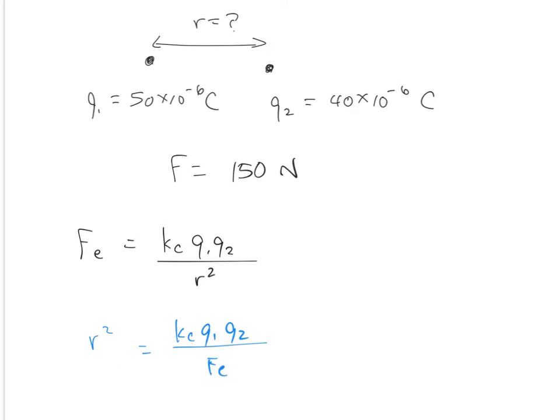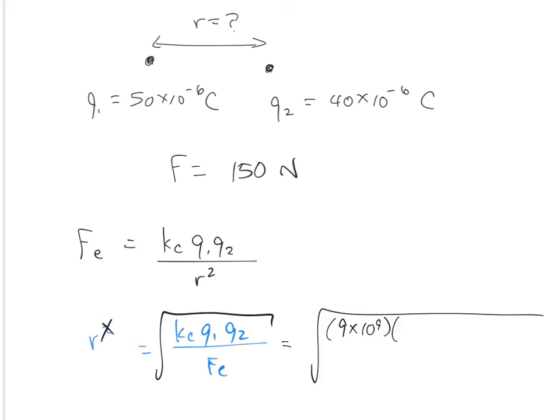Now, obviously, I'm looking for r, not r squared. So what do I do also? Square root it. Square root whatever is there, and you get rid of the square on the r. So our answer for this problem is actually quite simple. It's just the square root of the following. That's your answer right there. Okay, KC, Q1, Q2 over F, all under the square root.